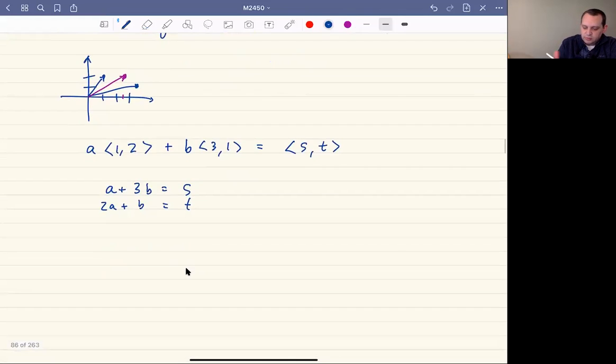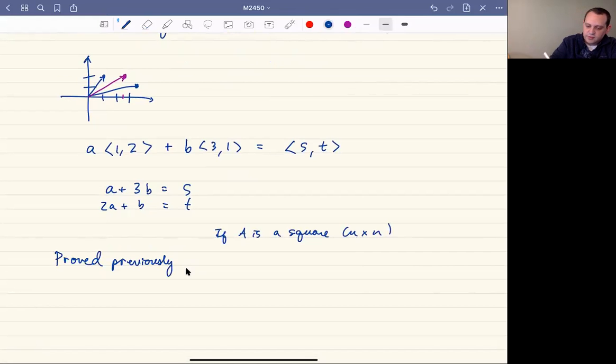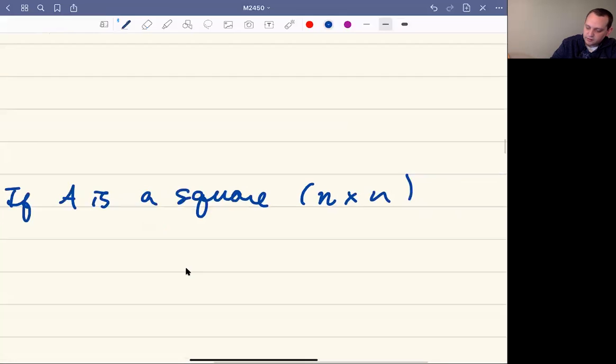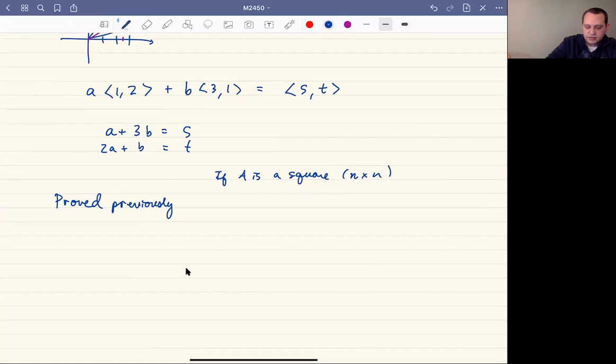So if you remember, one of the things that we proved in the last chapter is this: if A is a square matrix, remember square just means n by n for some n, so it has the same number of rows and columns, then the matrix equation AX equals B has a unique solution if and only if the determinant of A is non-zero.